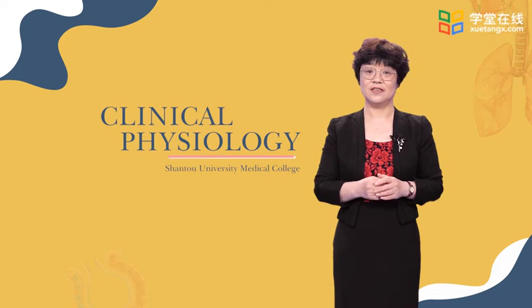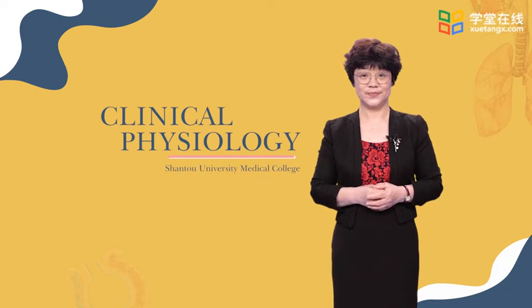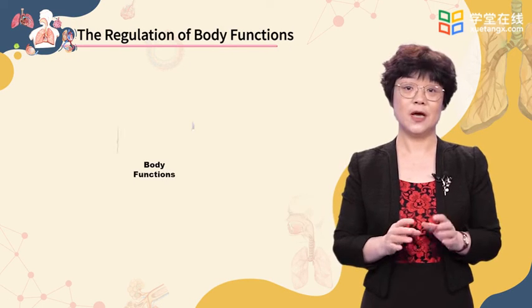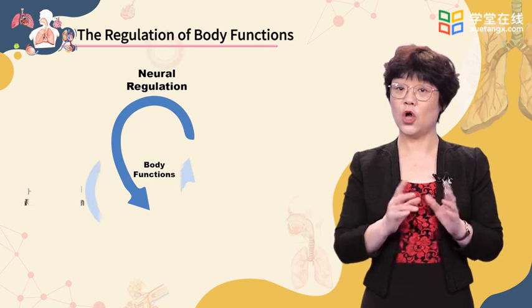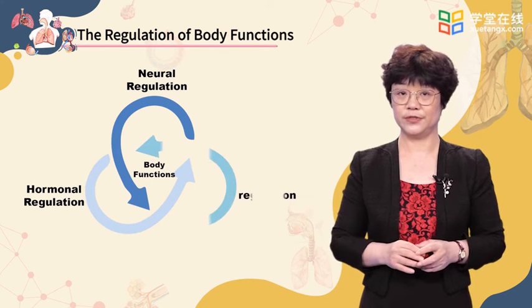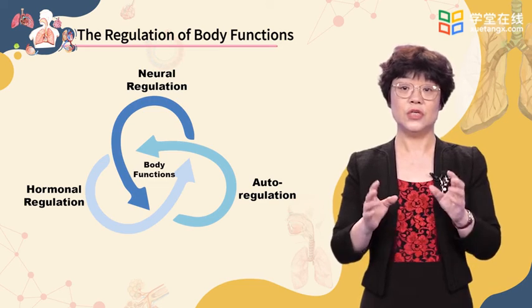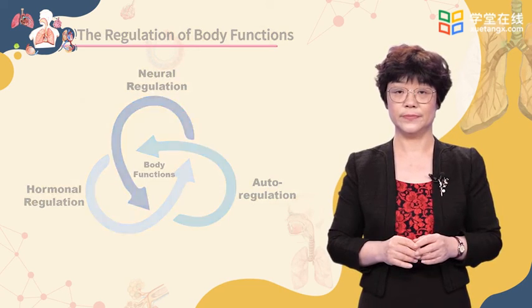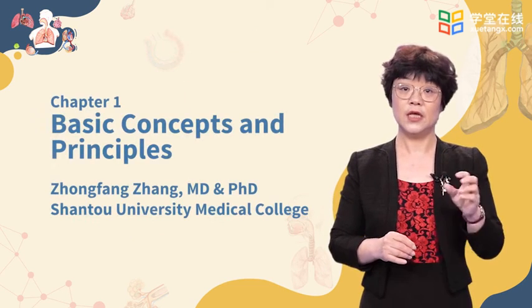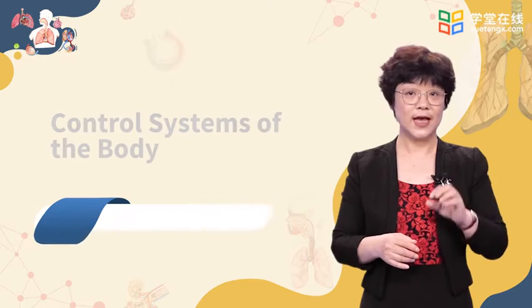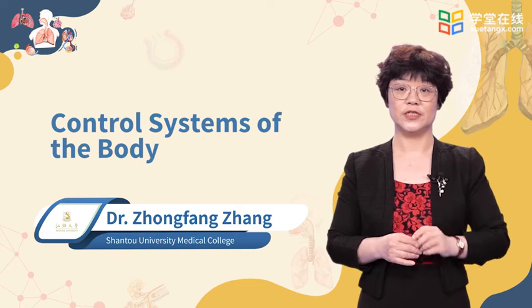Last time we discussed the regulation of body functions. And we know body functions are maintained by neural regulation, hormonal regulation, and autoregulation. These regulatory systems constitute the control systems of the body. And these control systems enable various activities to be more coordinated, so that the body can adaptively react to the constantly changing environment. So this time, I'll introduce the control systems of the body.